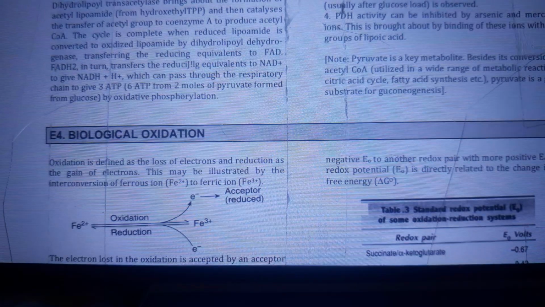Biochemical importance of PDH. Lack of TPP due to deficiency of thiamine inhibits PDH activity, resulting in the accumulation of pyruvate. In thiamine-deficient alcoholics, pyruvate is rapidly converted to lactate, resulting in lactic acidosis. In patients with inherited deficiency of PDH, lactic acidosis, usually after a glucose load, is observed. The PDH activity can be inhibited by arsenic and mercuric ions. This is brought about by binding of these ions with SH groups of lipoic acid.